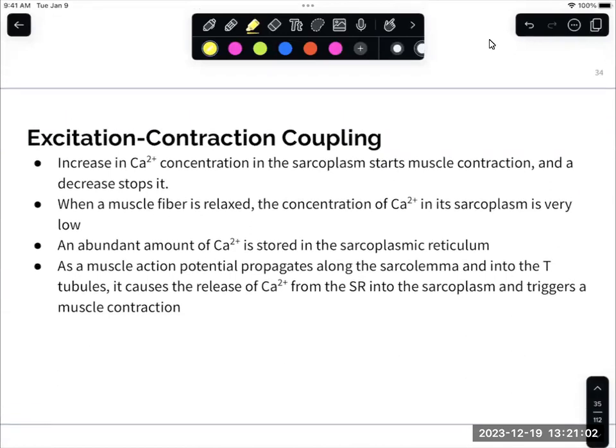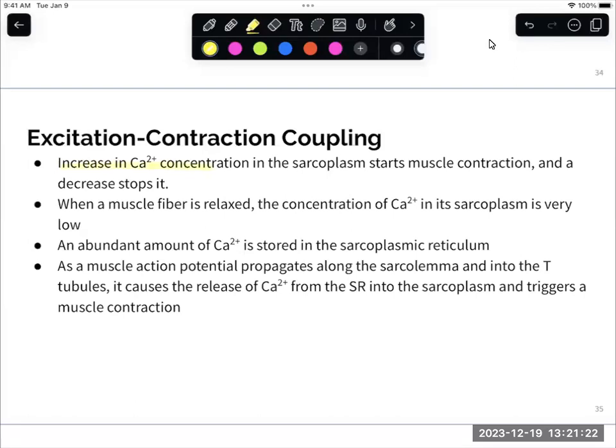So excitation-contraction coupling. We kind of looked at it in that video that I just showed you. If you watch it on your own, it has its own recording that for some reason was not playing, but that's okay.